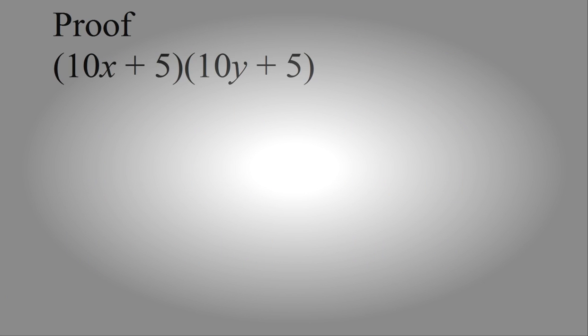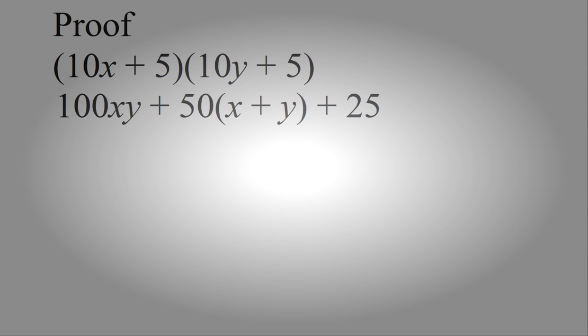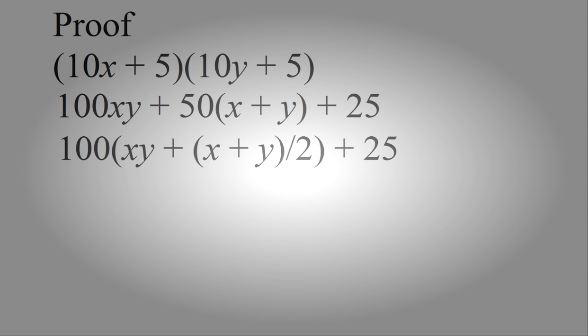So why does this technique work? If you're multiplying two numbers that end in 5, that's multiplying the binomials 10x plus 5 times 10y plus 5. The x and y are the leading digits of the number. If we expand this out, we get 100xy plus 50 times x plus y plus 25. Now 50 is 1/2 of 100. So we can factor out 100, and then we get 100 times xy plus the average of x plus y, and finally we add on 25 at the end. And this is the formula we've been using in this video.